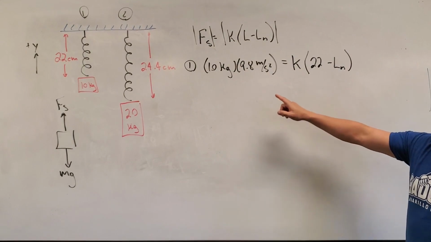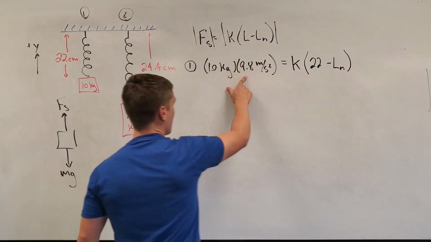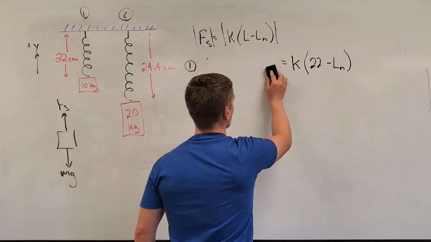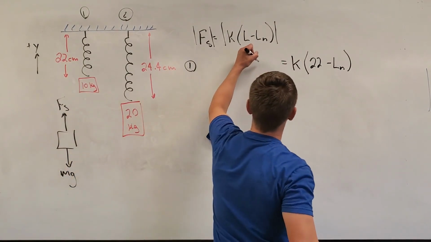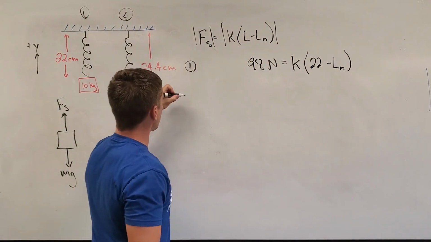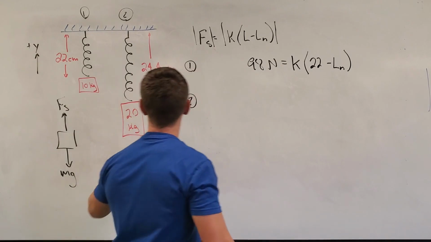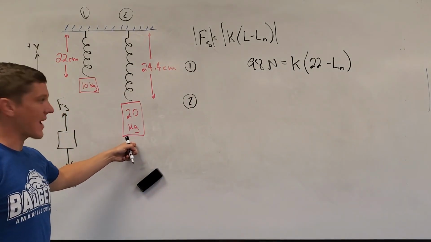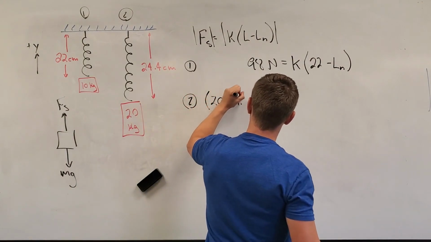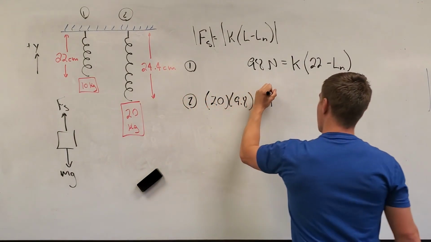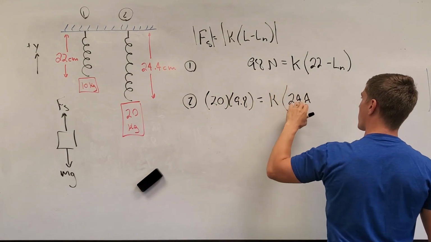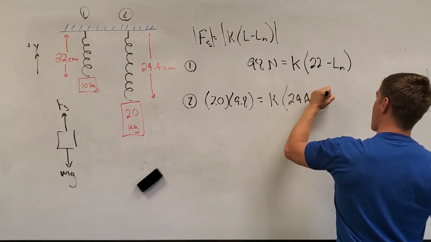So we can go ahead and simplify this 10 times 9.8. This is going to be 98 newtons. Okay, we do the exact same thing for our state 2. Now we've increased our mass to 20 kilograms. So we get 20 times 9.8. It's going to be equal to the same spring constant, but now it's stretched to 24.4 centimeters minus the same natural length.